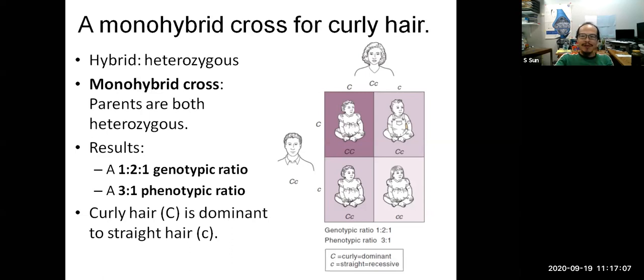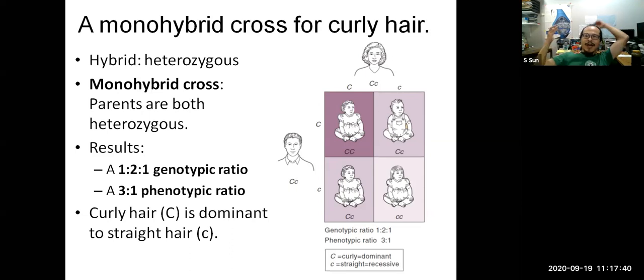This both-heterozygous cross is called a monohybrid cross. Mono means the same. They both have the same phenotype. Hybrid means that each one of them has heterozygous alleles. So monohybrid is a way to describe that.